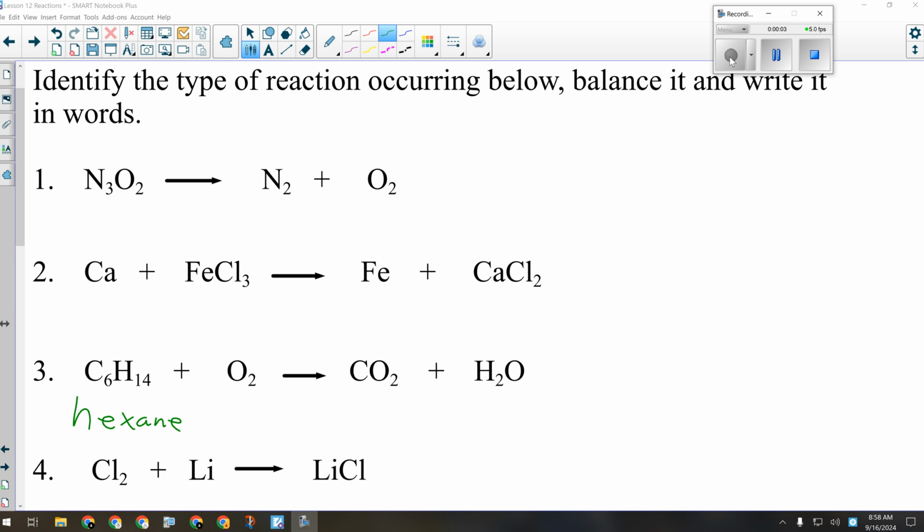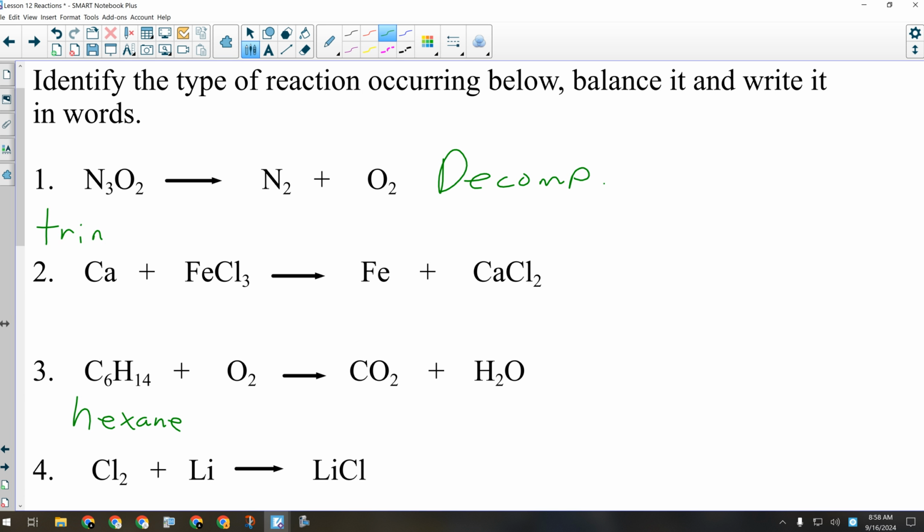Okay, so looking at the first two here, in the first one I have a single compound breaking down into two elements. What kind of reaction is that? Simple decomposition, right. Okay, if I'm writing that out in words, this stuff would be trinitrogen dioxide, molecular compound. And it's breaking down into, what would this stuff be? Nitrogen. Just nitrogen, right, because it's one of the special molecular elements, as is its partner, oxygen.